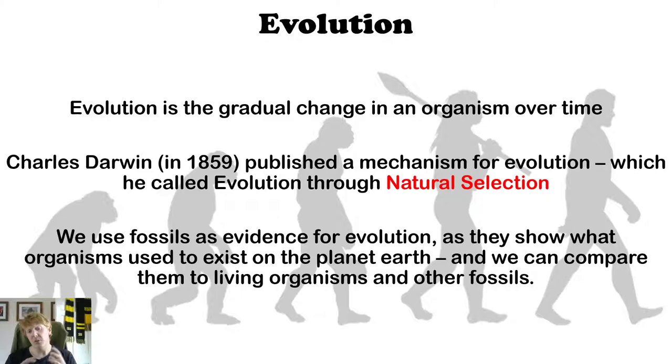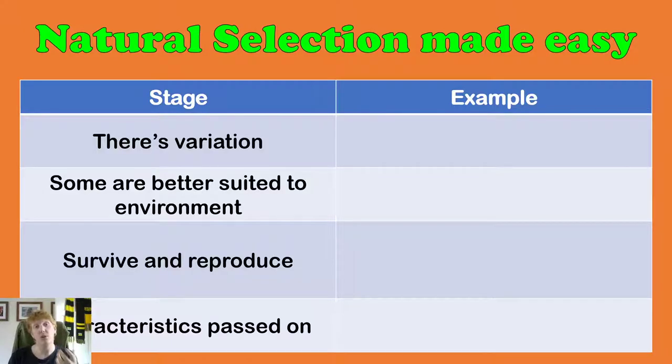So we use fossils as evidence for evolution because we can see what organisms used to exist on planet Earth, compare them to modern living organisms or other organisms that also used to be alive, and we can sort of figure out how similar they are and where they fit in the time frame of the planet. And so we can work out how some things have changed over time. So we use fossils as evidence for evolution to see what used to be alive.